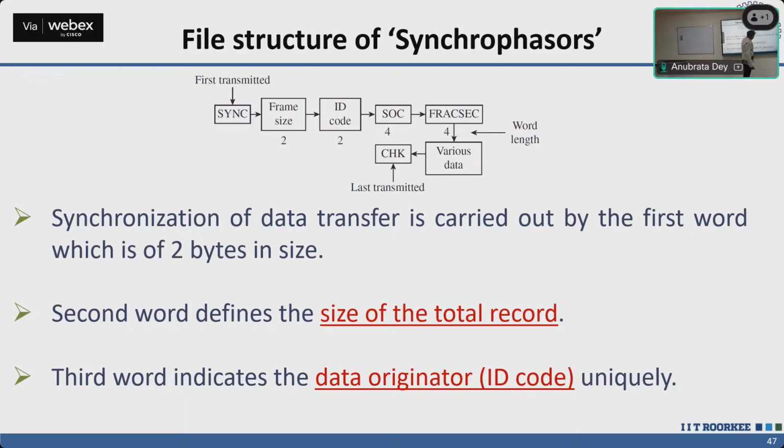Here you have the actual data that the PMU wants to send. And then there is another field known as the checksum. So what is the checksum? Let's say your PMU has calculated the phasor values of the three currents, IA, IB, IC, magnitude and angle.